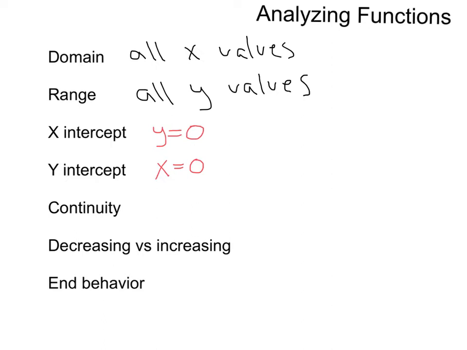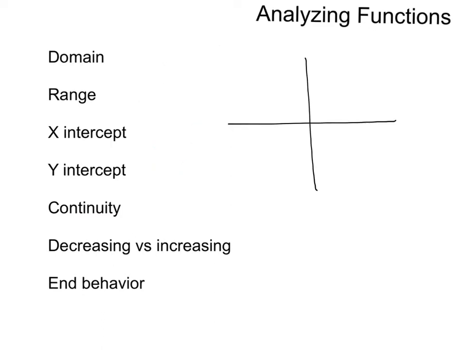Alright, going to some new stuff. Looking at continuity. Continuity refers to a graph that does not have any breaks or gaps in it. So this, for example, would be a continuous graph because there aren't any breaks, there aren't any gaps. I can draw this whole graph here without picking up my pencil.